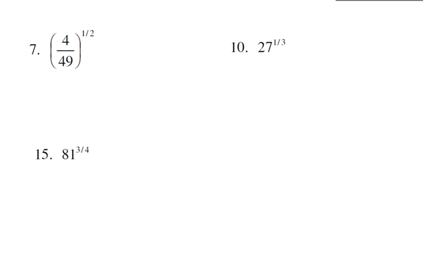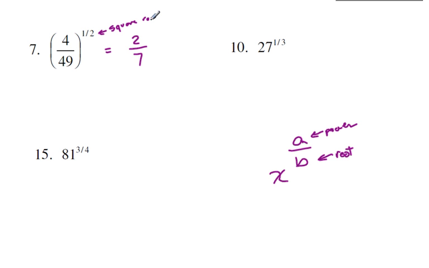On this next slide, we're going to look at our fractional powers. And remember, when we have a fractional power, x to the a over b, the bottom is our root, and the top is our power. So when I do this first one, my root is 2. So I'm going to take the square root of top and bottom. Square root of 4 is 2. Square root of 49 is 7. So here I took the square root of the top and the bottom.